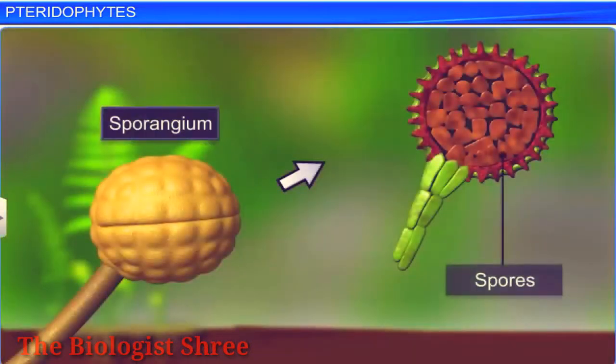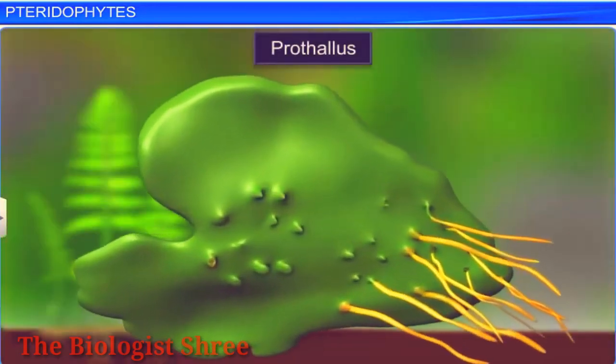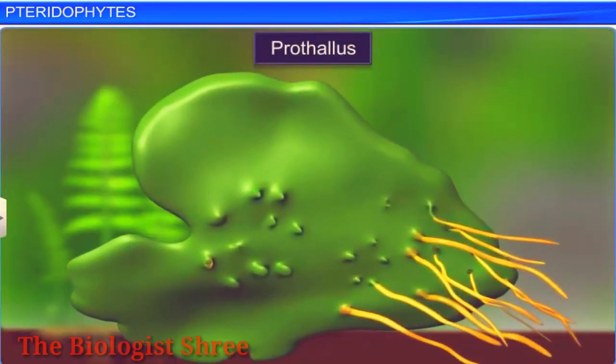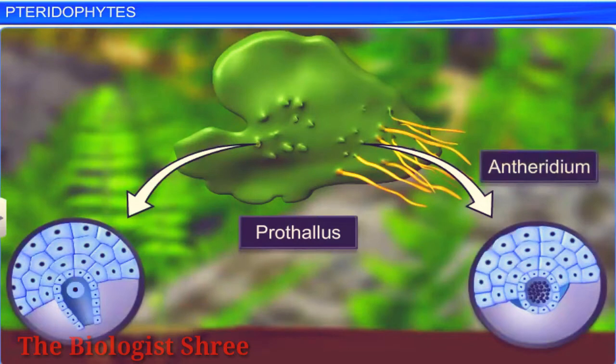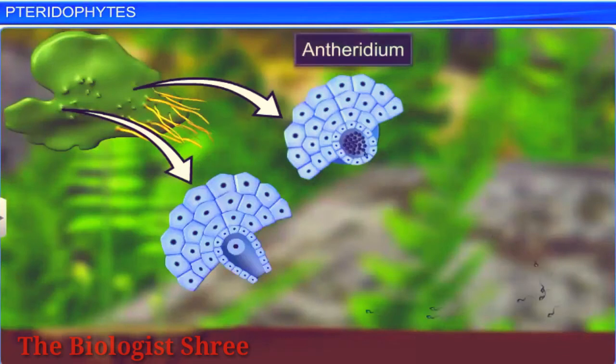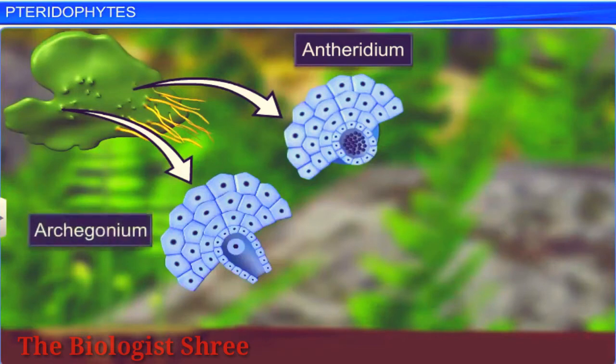The sporangia produce spores in spore mother cells by meiosis, which germinate into gametophytes called prothallus, a small, multicellular, free-living and mainly photosynthetic gametophyte which grows only in cool, damp and shady places. The prothallus also bears the male and female sex organs, the antheridium and archegonium. The antheridium produces the male gametes called antherozoids, whereas the archegonium produces an egg.